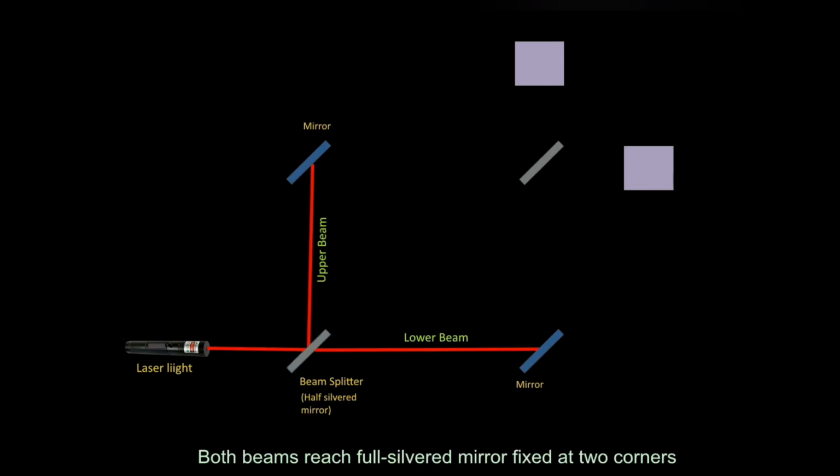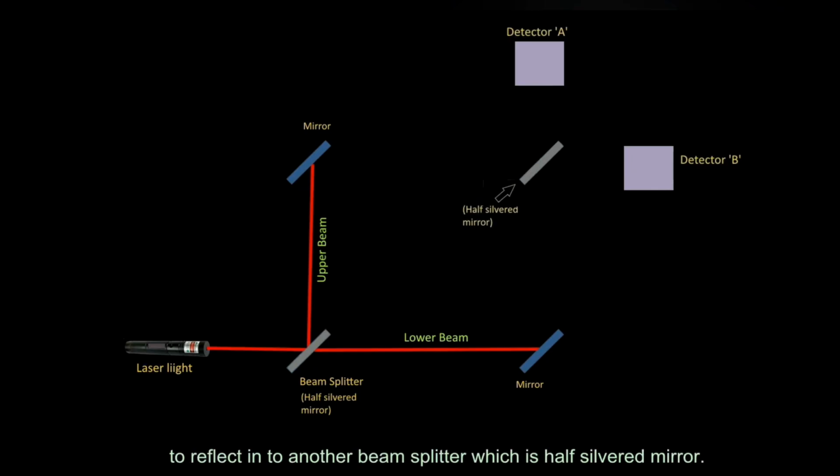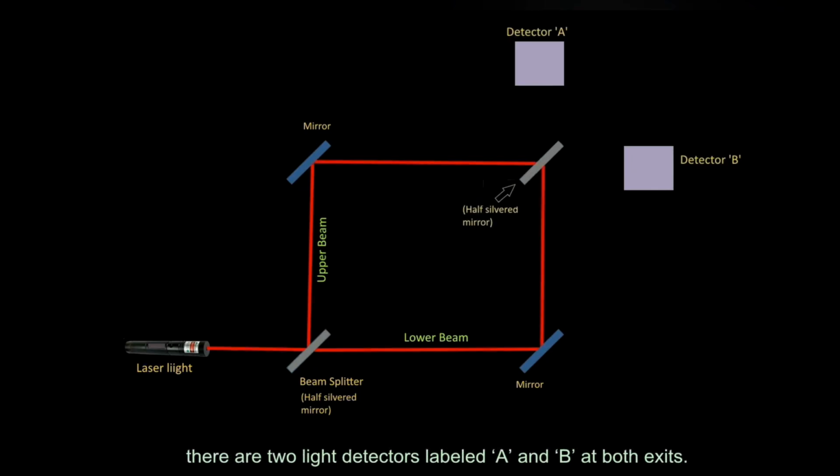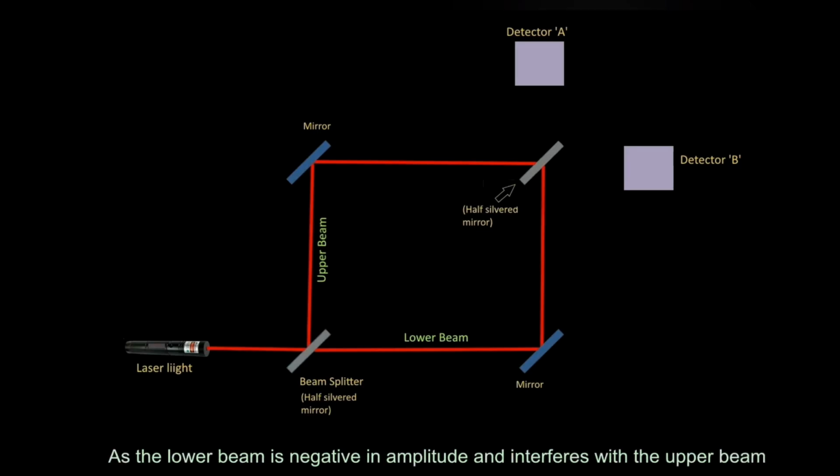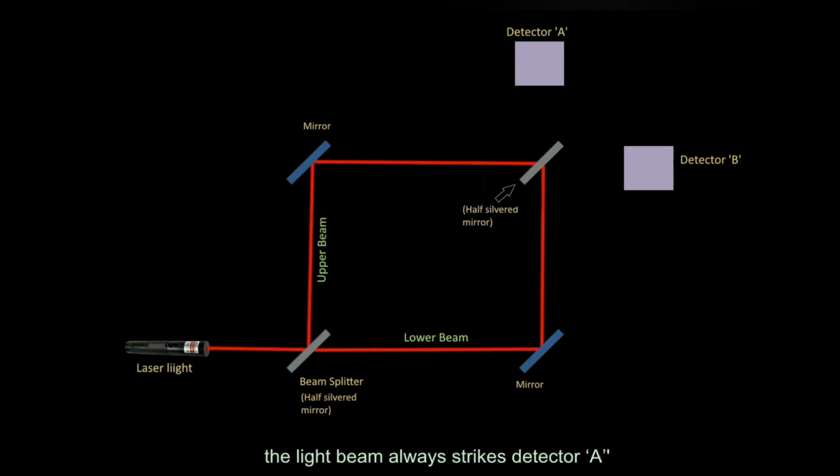Both beams reach full silvered mirrors fixed at two corners to reflect into another beam splitter, which is a half silvered mirror. There are two light detectors labeled A and B at both exits. As the lower beam is negative in amplitude and interferes with the upper beam, the light beam always strikes detector A. No light beam strikes detector B.